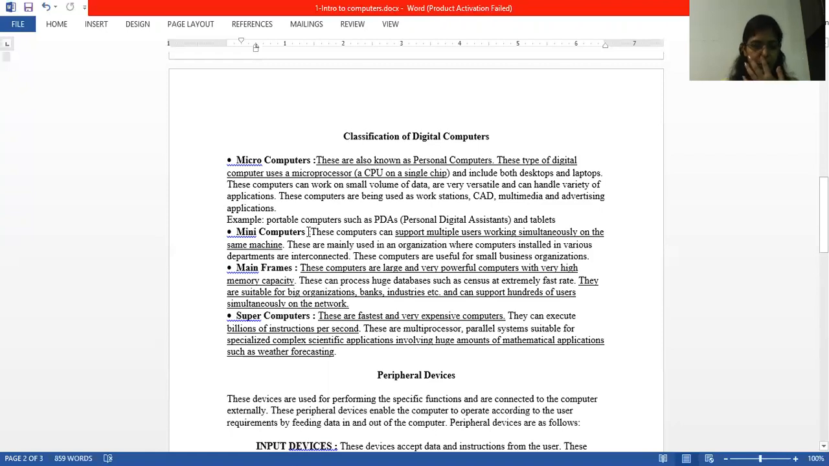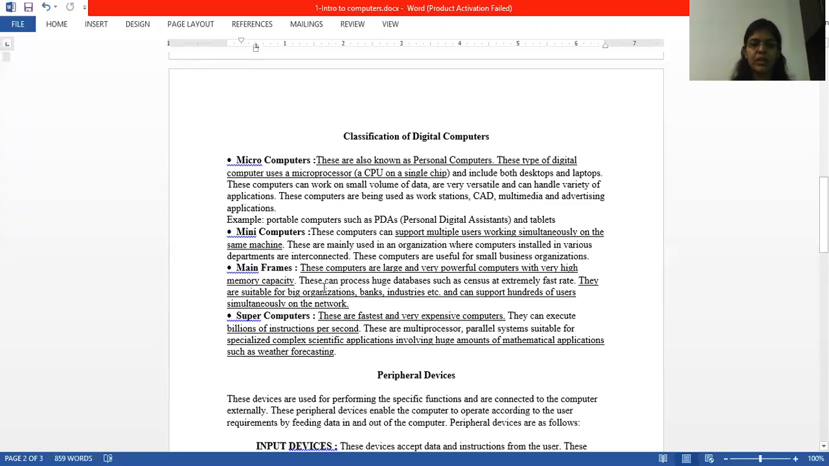Second one is the minicomputer. These computers can support multiple users working simultaneously on the same machine. This is the basic difference between mini and micro: here multiple users are supported on a single machine. They are mainly used in an organization where computers are installed in various departments, and these departments are interconnected. So this is used for small business organizations. This is the minicomputer. Next one is the mainframe computer.